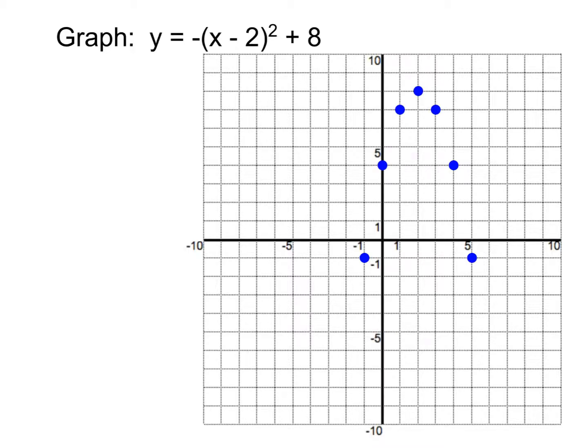Can I fit the next one on? If I go over 4, what's 4 squared? 16. So that'd be over 4 down 16. Yes, that is going to fit. So we go over 4 down 16 to get to that point. Over 5 would be down 25. Yeah, that's not going to fit. So that's all our points that we can actually plot. Go ahead and draw the curve that goes through it. Make sure that is solid on your paper.